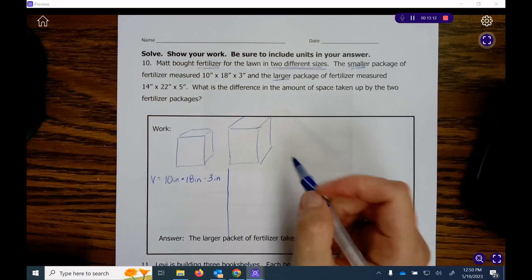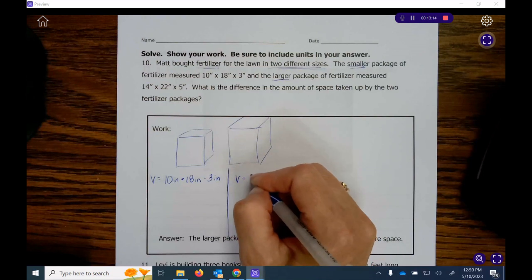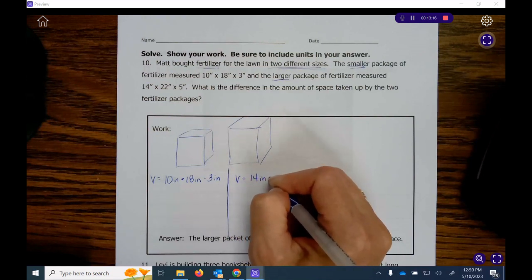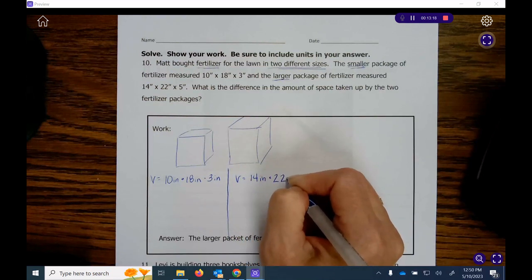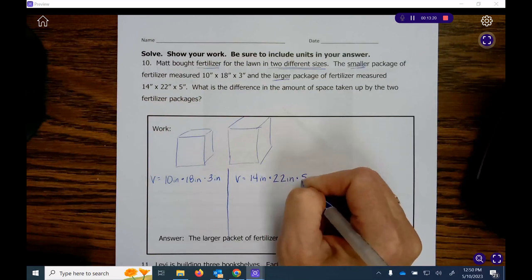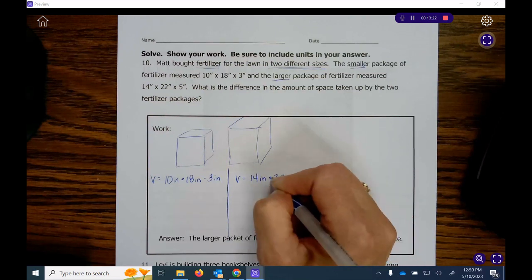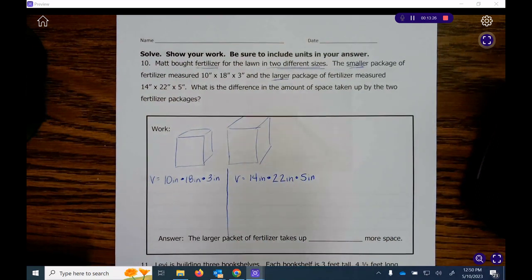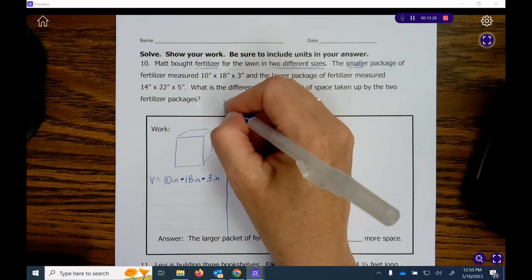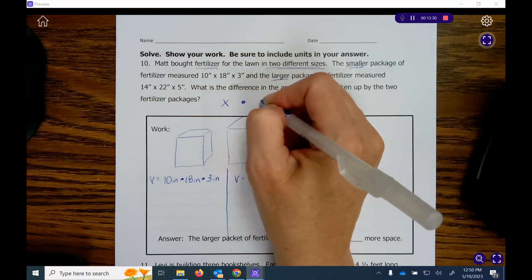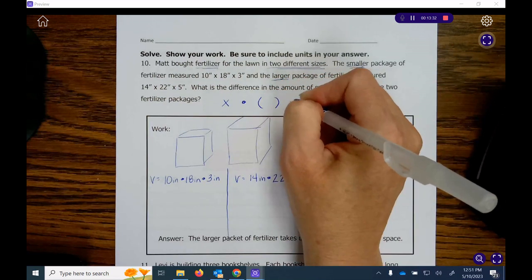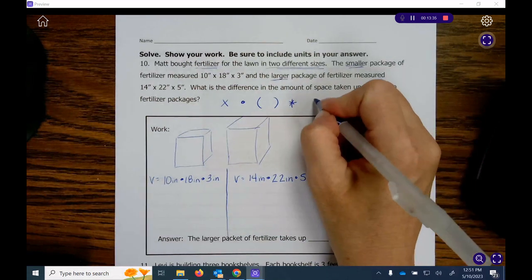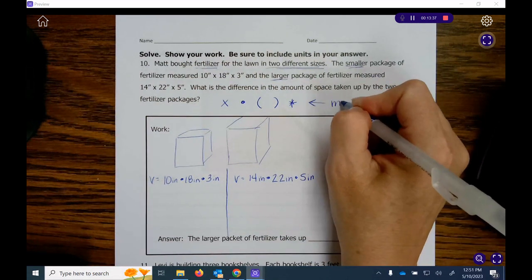And the larger package, the volume would be 14 inches times 22 inches times 5 inches. So again, these dots can represent multiplication. And real quick, you can represent multiplication with an X, a dot, parentheses, or an asterisk. They all mean to multiply.